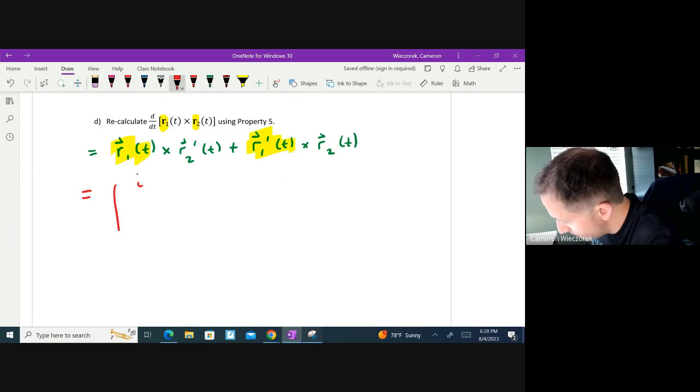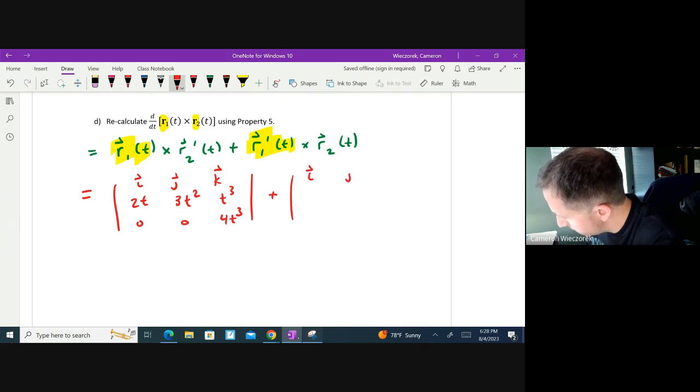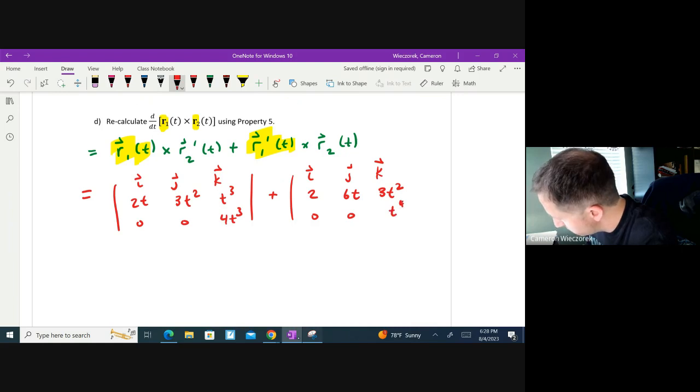So each of these is going to be its own 3x3 determinant, i, j, k. R1 was 2t, 3t squared, t cubed. R2 prime, we did in part B, I believe it was 0, 0, 4t cubed. Plus another determinant, i, j, k. The derivative, R1 prime, would be 2, 6t, 3t squared. And R2 was 0, 0, t to the 4th.